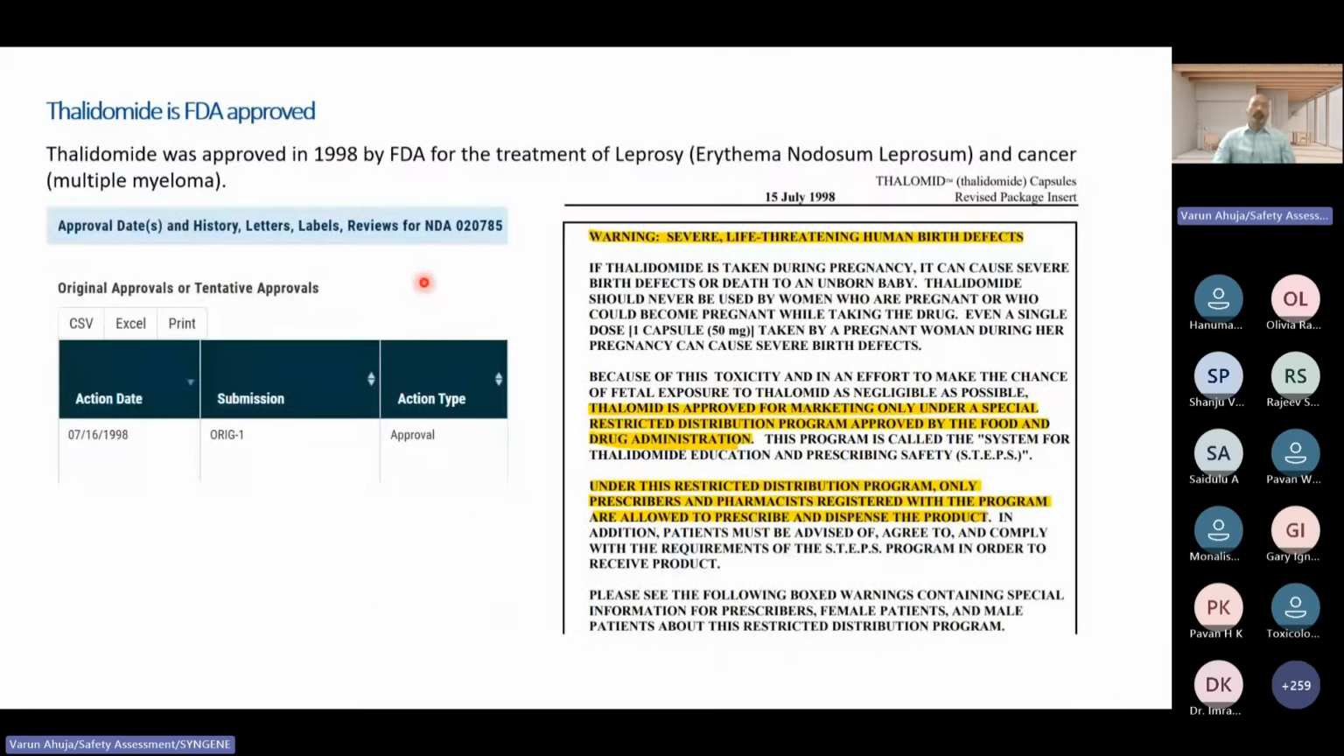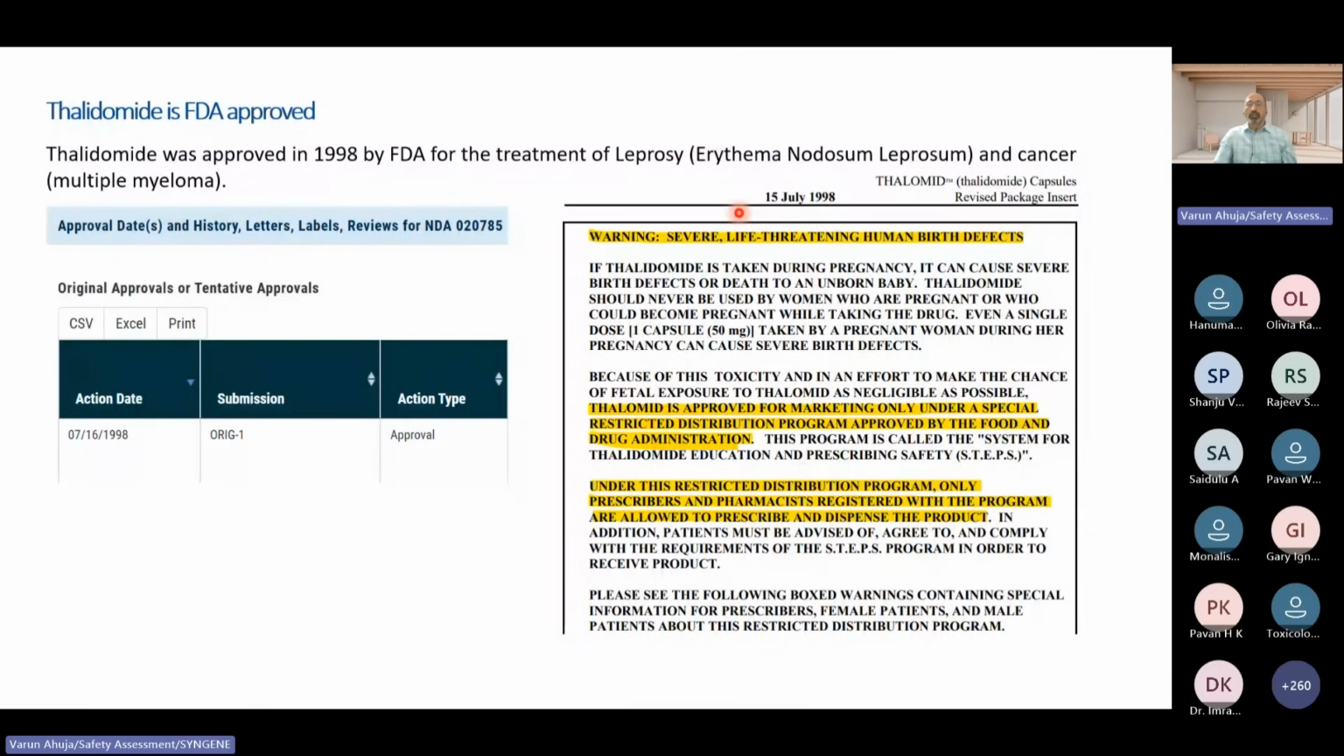Most of you might know this, but if you don't, thalidomide was approved again by US FDA in 1998 for the treatment of leprosy, because you know that leprosy is a very difficult disease to treat. Thalidomide is now used to treat leprosy and also cancer, which is multiple myeloma. It was approved in 1998 for two companies, I think Celgene and BMS. And you all know as toxicologists that no drug is safe. All drugs are toxic. It is only the safety margin which determines the use of that drug for a particular indication.